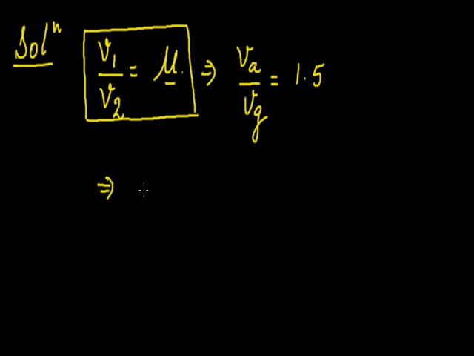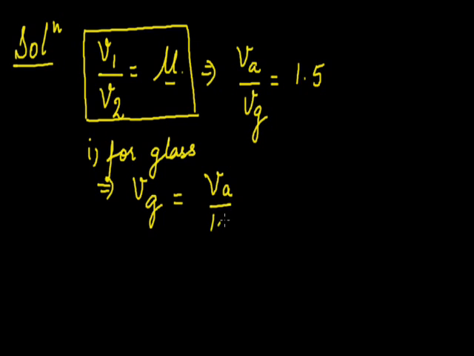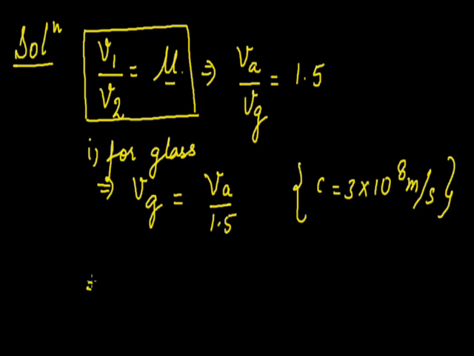So the speed of light in glass is to be calculated in the first part, and the first part deals with glass as a medium. So Vg, that is the speed of light in glass, is equal to Va upon 1.5, and as we know, the speed of light in air or vacuum is a constant, equivalent to 3 × 10⁸ meter per second. So let's put the value and find out the speed of light in glass.